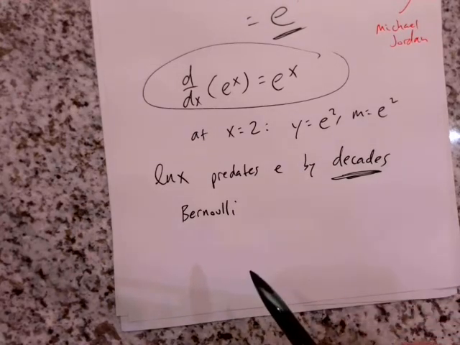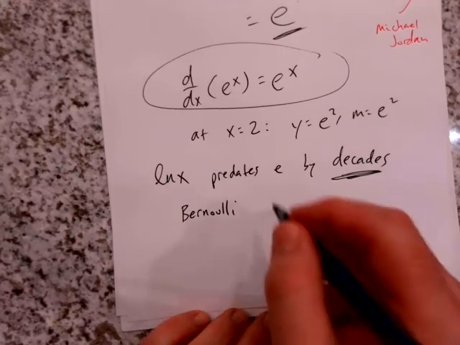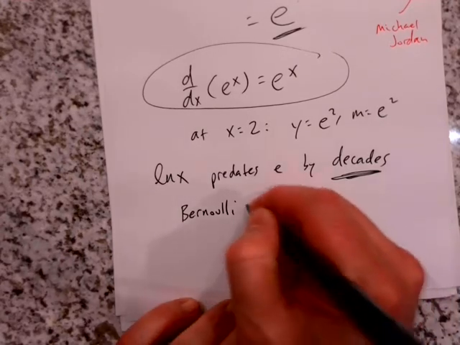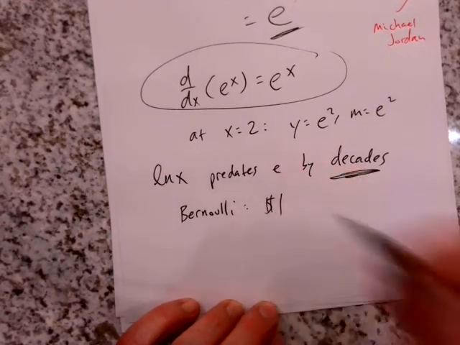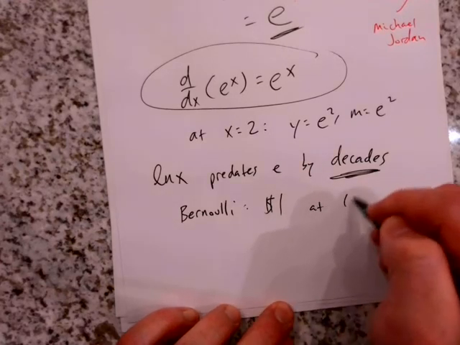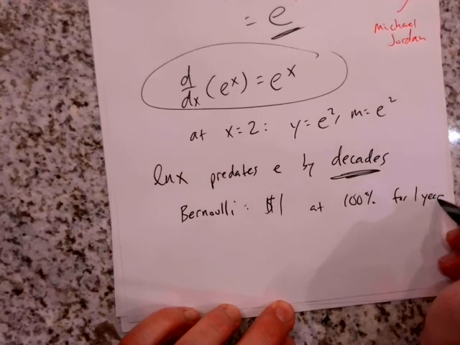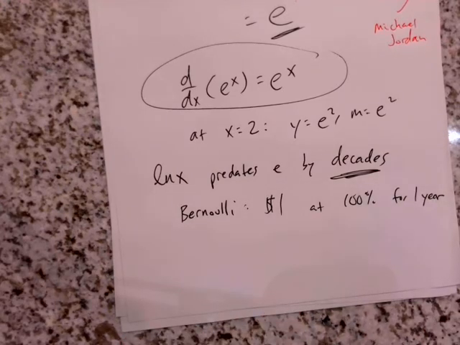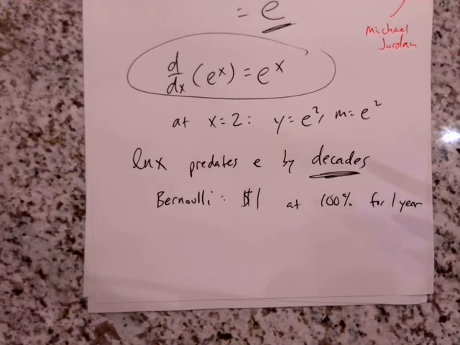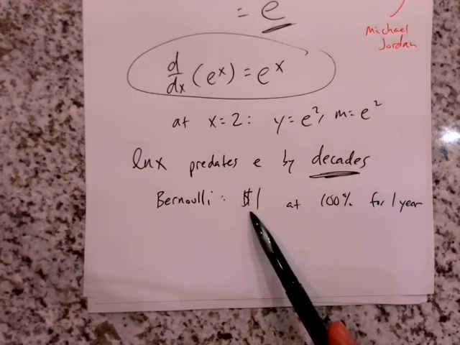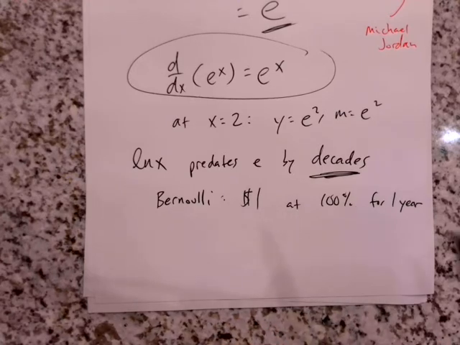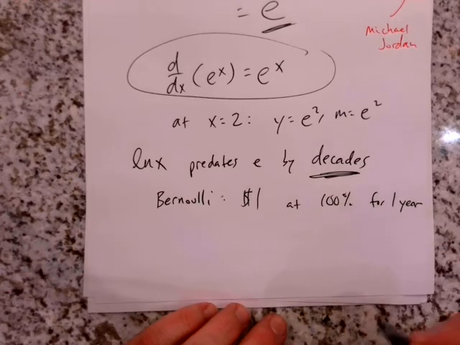He was trying to figure out essentially what is the most money you can make if you invest $1 at 100% interest for 1 year. Because the more that you compound your interest, the more money you make. For example, if you only compound your interest once, at the end of the year, you make $2. You make the original $1 plus the 100% interest, which is $1 more. So I should say you have overall $2.